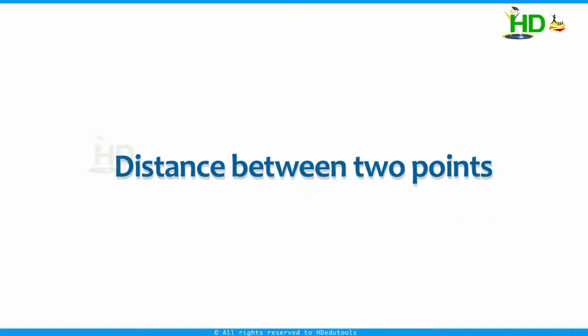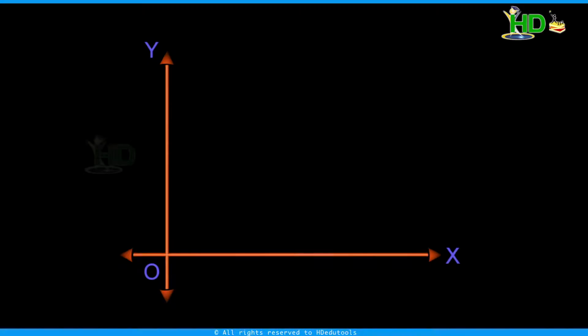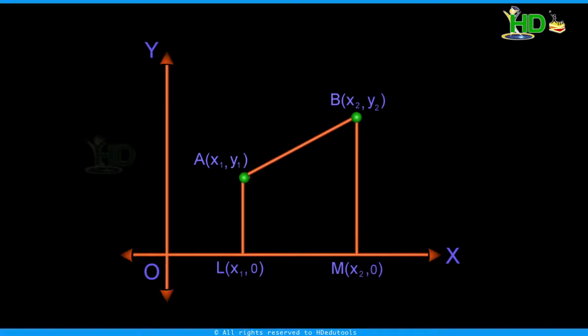Now we deduce a formula for distance between 2 points. Consider 2 points in a coordinate system A and B having coordinates A (x1, y1) and B (x2, y2). If we join these 2 points, the length of this line is nothing but the distance between these 2 points. To find the distance between these 2 points, draw perpendiculars AL and BM from A and B to the x-axis.